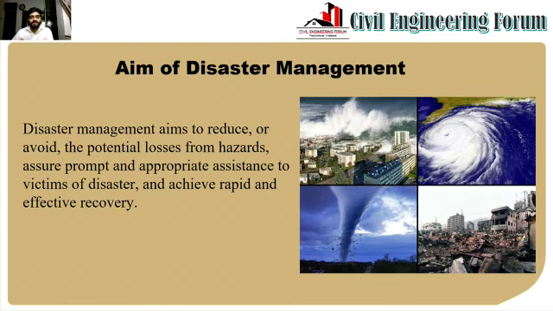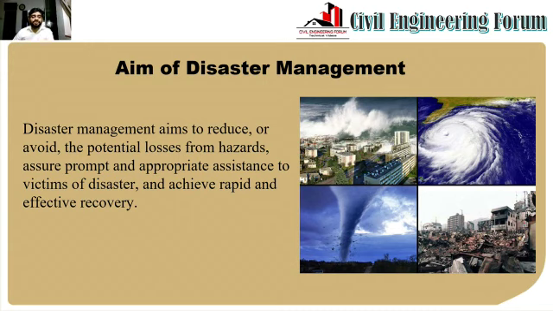So here at first we'll understand what is the main aim of studying disaster management and what things get included in it. Disaster management aims to reduce or avoid the potential losses from hazard. See, the first thing here is to reduce potential losses from hazard. We already know what are the key differences between hazards and disasters. A hazard can be prevented. So here our main aim is to prevent these potential losses from hazards.